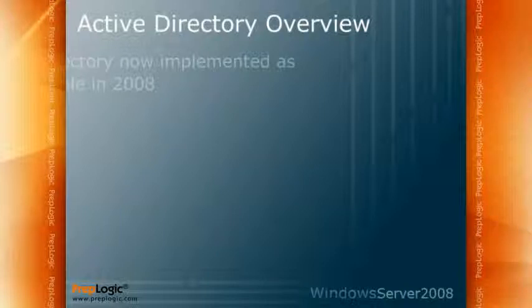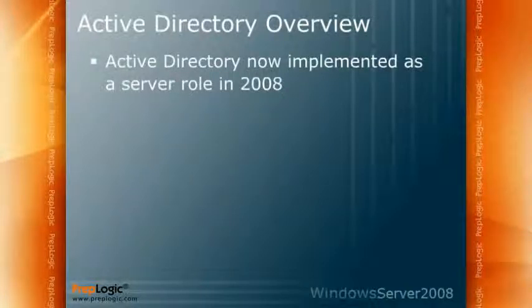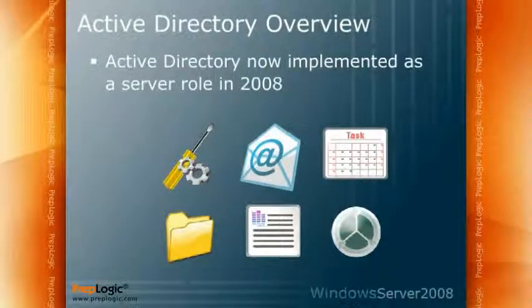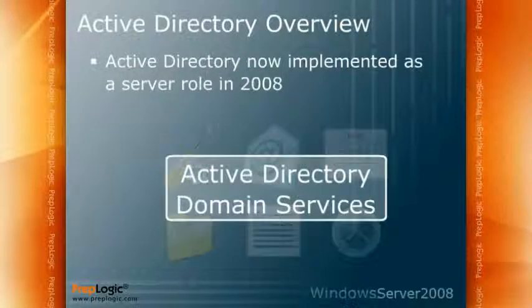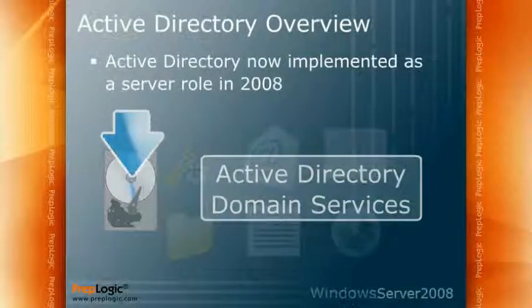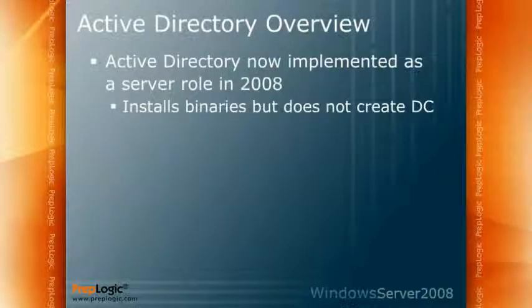In Windows Server 2008, Active Directory is now implemented, just like almost every other feature of Windows Server 2008, as a server role. Server roles give Microsoft a way to collect all of the services, all of the features, and all of the programs needed to perform a particular function together under one umbrella. In the case of Active Directory, it's what's known as Active Directory Domain Services. When you go into Server Manager and you install the Active Directory Domain Services role, it installs the binaries to allow your server to be a domain controller, but it doesn't actually create a domain controller itself. Now, this is kind of interesting because this is very different from the way that Microsoft has done it in previous versions.